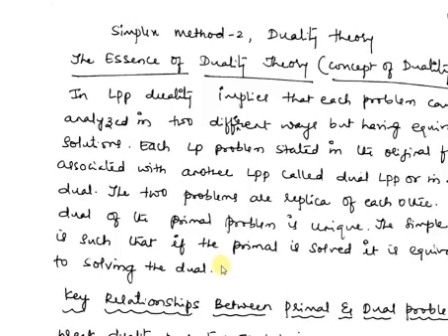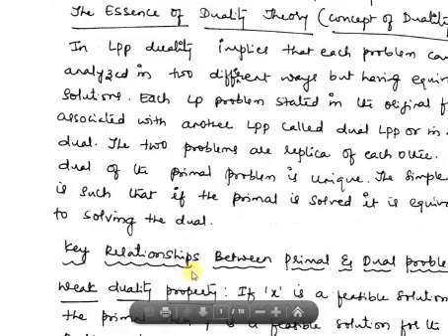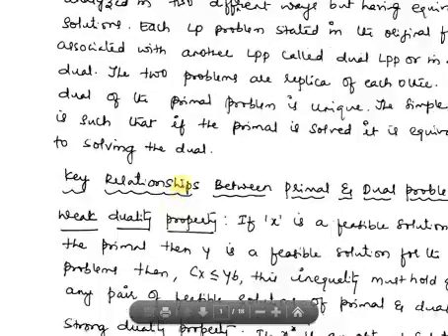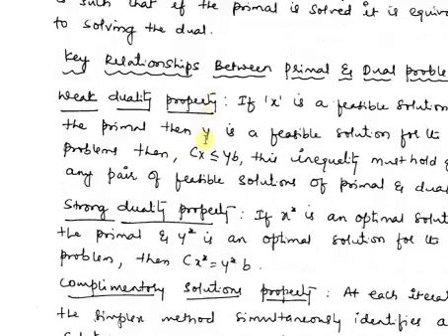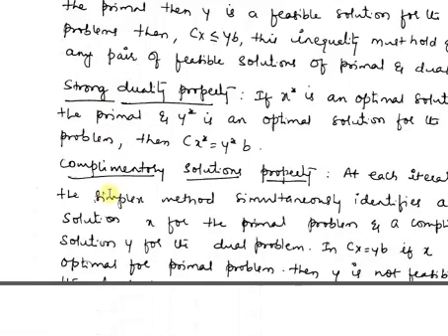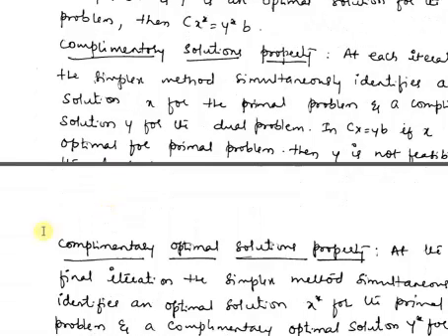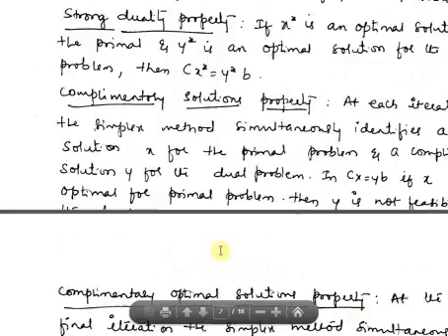So now what are these key relationships between primal and dual problems? Just to give you a brief idea about it, some more understanding on that. In broad terms, it has the weak duality property, the strong duality property, the complementary solution property, and the complementary optimal solution property.